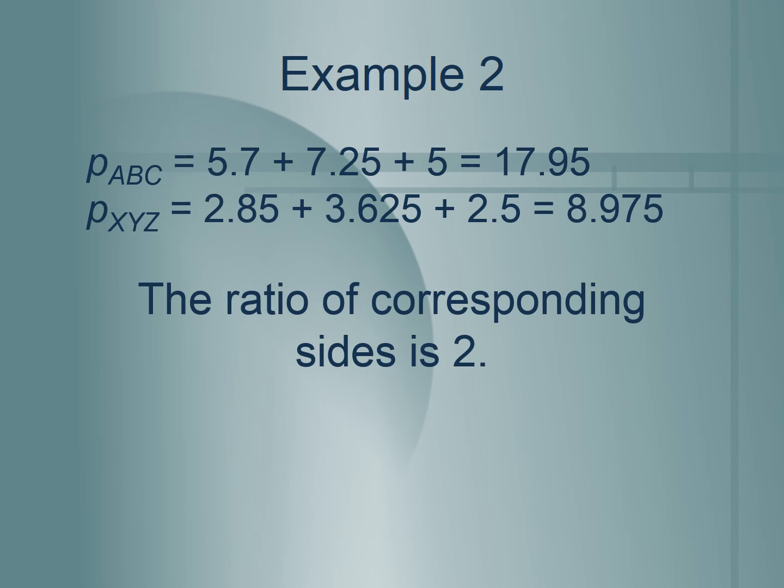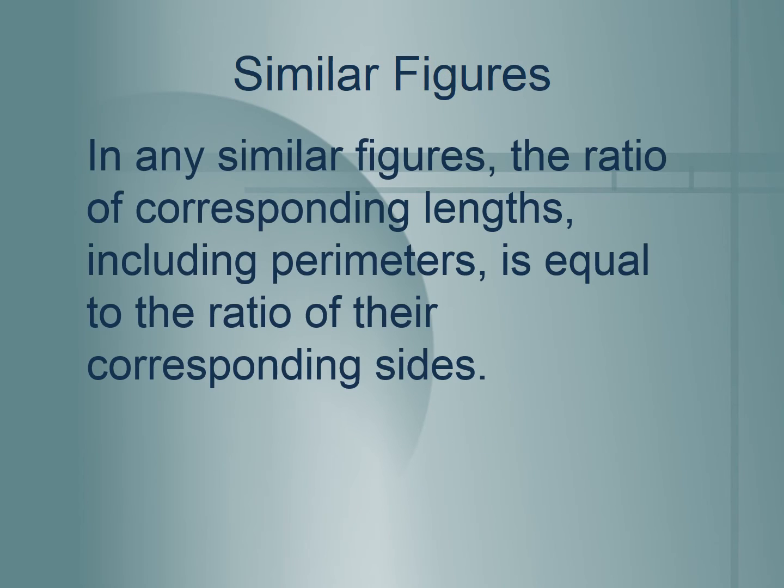And we also notice that the ratio of the corresponding sides is also 2, which leads us to our next theorem. The reason I know that the ratio of the corresponding sides is 2 is I just took corresponding sides. So for example, CA was 5 and ZX was 2.5, and I made that ratio, so 5 over 2.5, and it ended up being 2. We have the theorem that in any similar figures, the ratio of the corresponding lengths, including perimeter, is equal to the ratio of the corresponding sides.